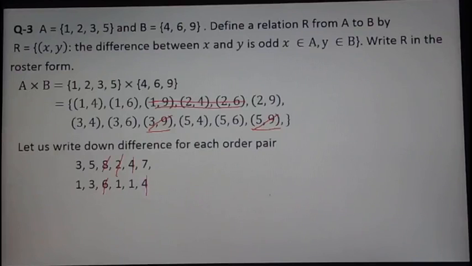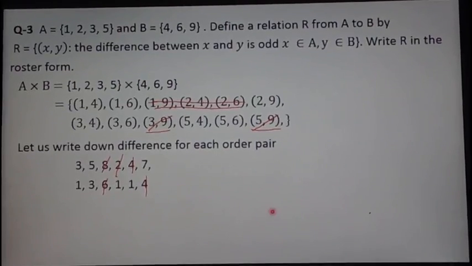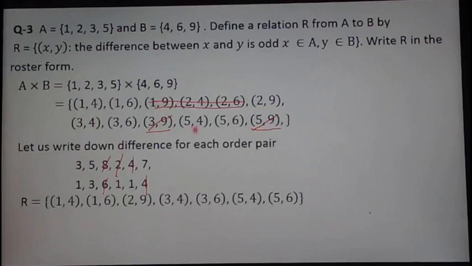So the remaining ordered pairs are our answers. Let us see the answer. The remaining ordered pairs are (1,4), (1,6), (2,9), (3,4), (3,6), (5,4), (5,6). So these are our ordered pairs for the answer in roster form.